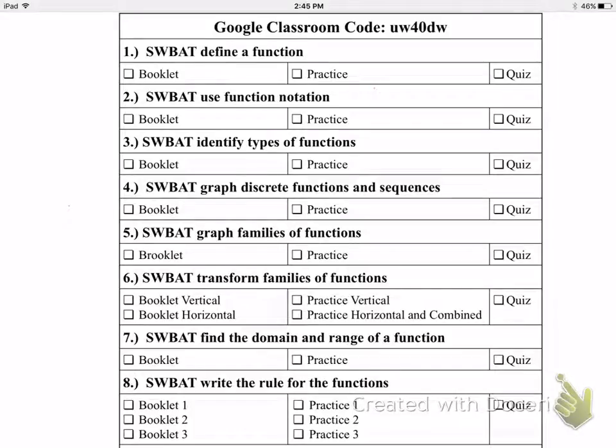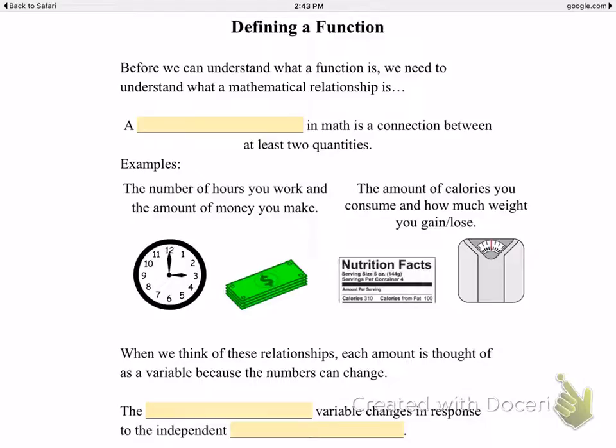All right, welcome class. This is the second unit of the year that we're going to study, and this unit is about functions. Functions are one of the most important concepts in algebra, so we're going to start small with just defining a function. Before we can better understand what a function is, we're going to look at what a relationship is.